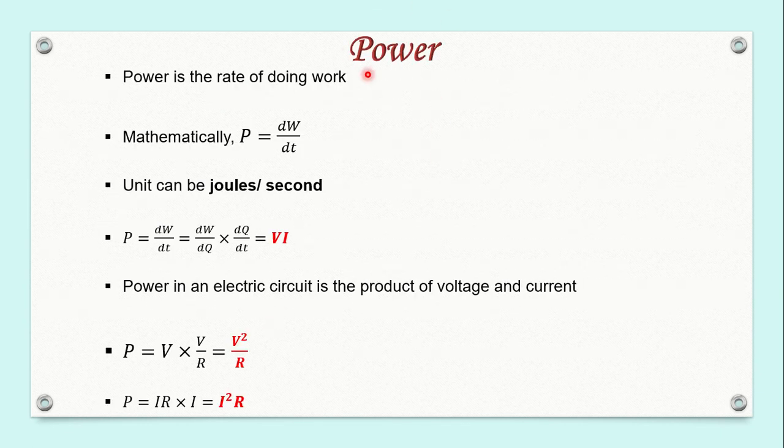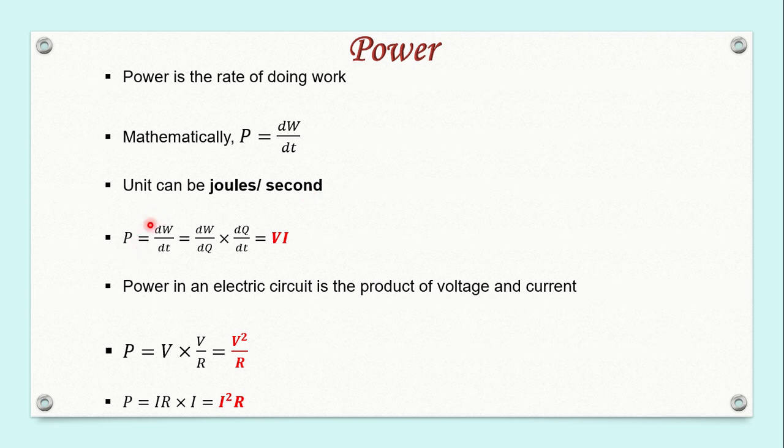Now let us see the term power. Power is defined as the rate of doing work, that is, work done in unit time. Mathematically we can represent power as work divided by time. If dW is the work done in a small interval of time dt, power can be represented as dW by dt, the rate of doing work. The unit is joules per second, because the unit of work is joules and the unit of time is second.